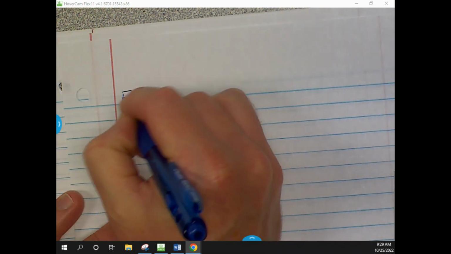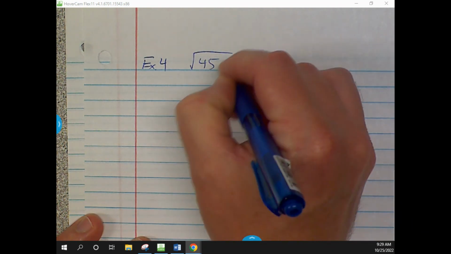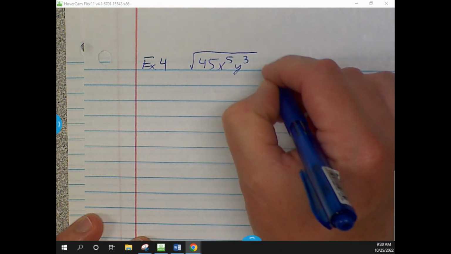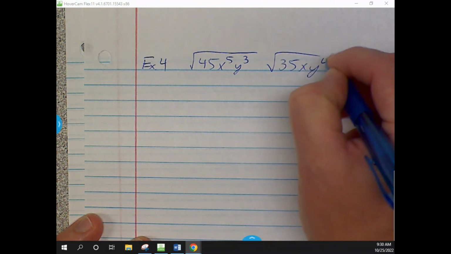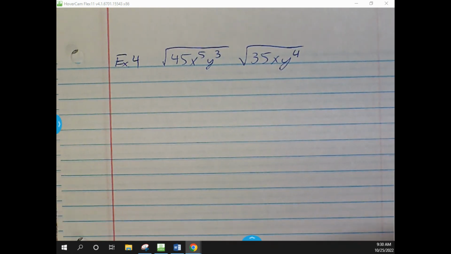All right, one more multiplication problem. Okay. Make the numbers a little bit bigger. And for this one, we'll go with square root. We're going to go 45 x to the 5th, y to the 3rd times 35 x, y to the 4th. Ew. Oh, no. Okay, so 45 times 35, x to the 5th, x to the 1st, y to the 3rd, y to the 4th. Okay, can we have a second to write it?